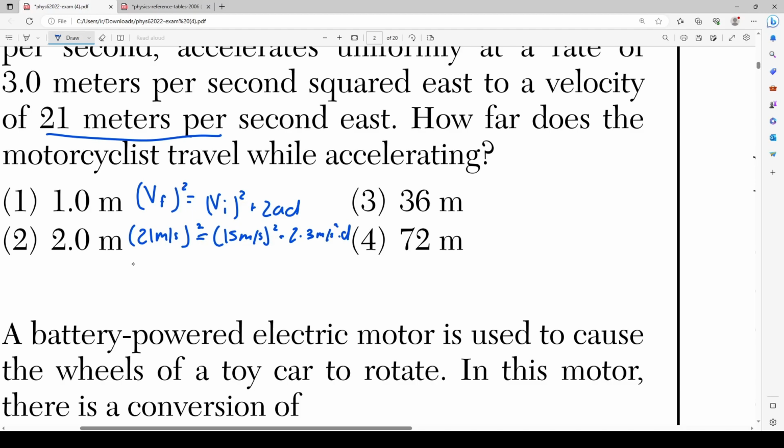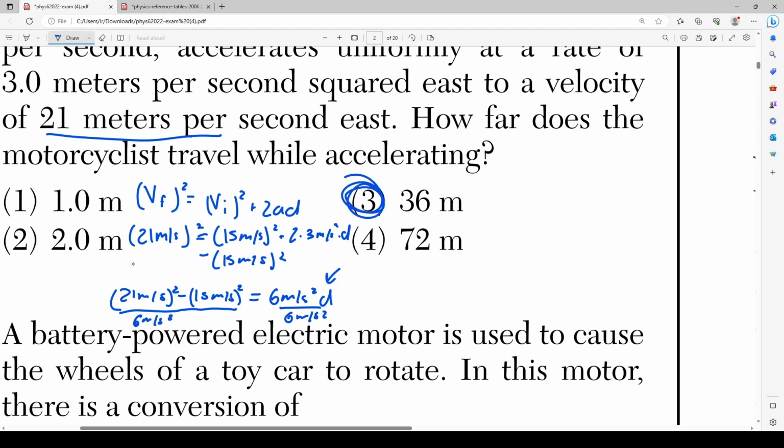So in order to solve this, literally just solve it any way you would for a basic algebra problem, right? Subtract 15 on both sides. So now you're left with 21 meters per second squared minus 15 meters per second squared is equal to 6 meters per second squared times d, right? And in order to solve for d, just divide both sides by 6 meters per second squared, and you're going to be left with 36 meters as your solution. D is equal to 36 meters.